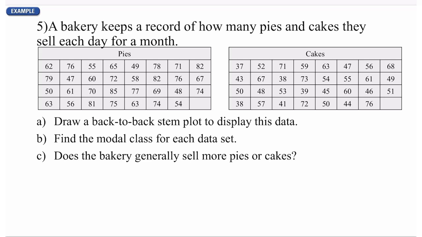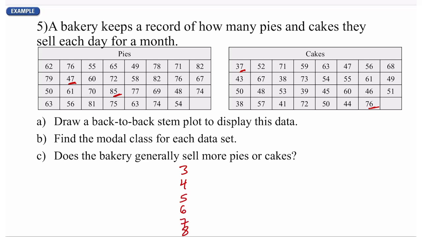So first I want to take a look at the highest and the lowest, or the minimum and the maximum. For the pies, I see that 47 is the minimum and 85 is the maximum. For the cake, I see that 37 is the minimum and 76 is the maximum. So I need 2 vertical bars because I'm going to need to show the numbers. Let me write down the numbers first, and then I'll do the vertical bars: 3, 4, 5, 6, 7, and 8.